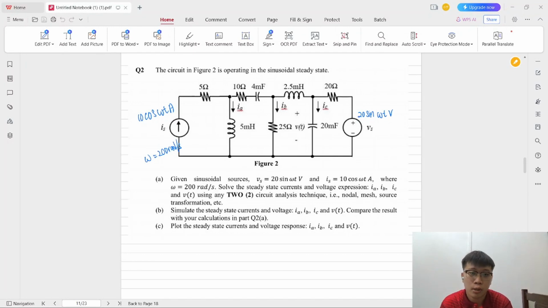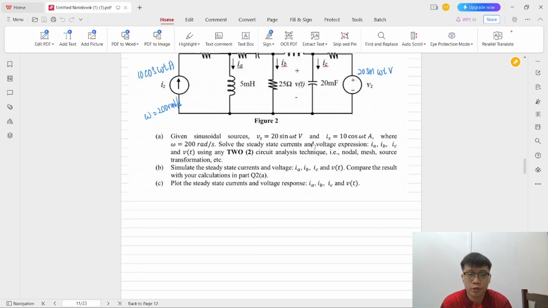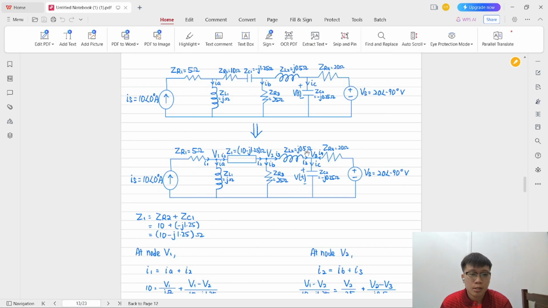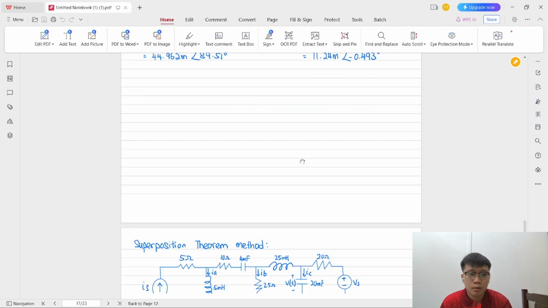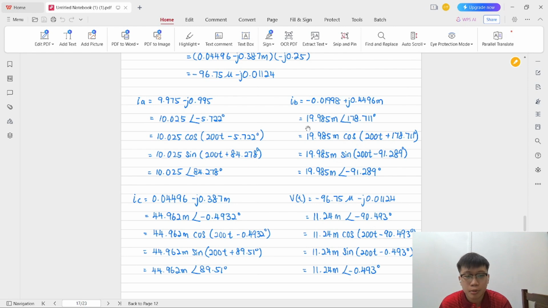Now I would like to present question 2. Question 2 asks to find IA, IB, IC, and VT. Our group decided to use nodal analysis first and the superposition theorem as the second method. For nodal analysis, we set the nodes as V1, V2, and V3. Lastly, we get the answers IA, IB, IC, and also VT.